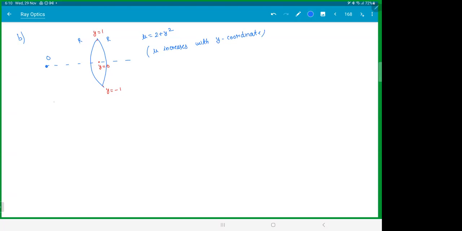You have an object here at a distance of 3R. Find the length of the image. Assume all light rays are paraxial. Now try. You got 2-3 minutes. The previous one was the theory for this. So let's see.